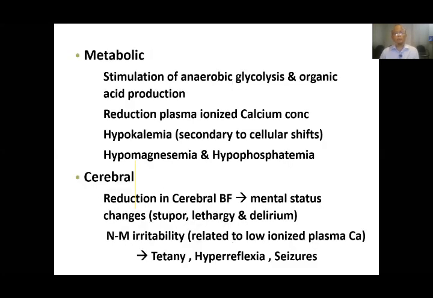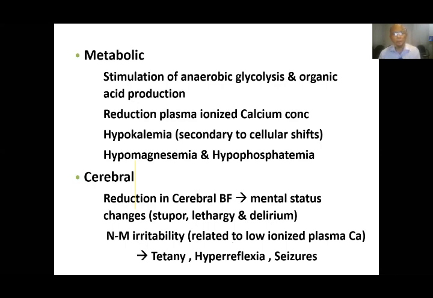Now coming to the metabolic changes: stimulation of anaerobic glycolysis or organic acid production, and reduction of the plasma ionized calcium concentration. So in case of metabolic alkalosis, the ionized calcium level will be reduced, resulting in tetany. There is hypokalemia secondary to cellular shift, and there may be hypomagnesemia as well as hypophosphatemia. So if there is any persistent hypokalemia, one should think whether there is any hypomagnesemia.